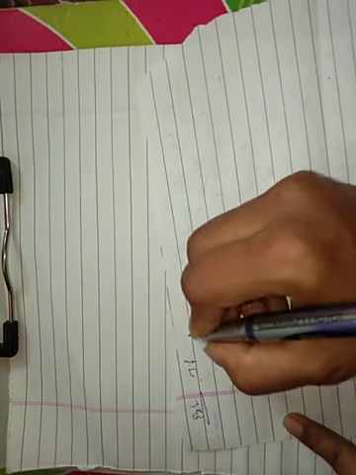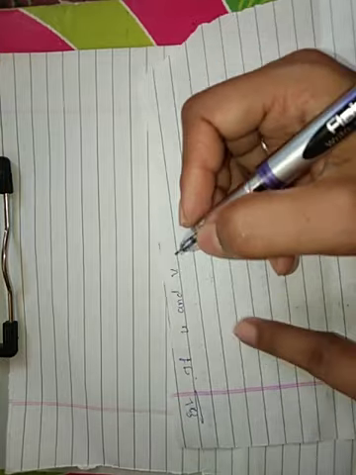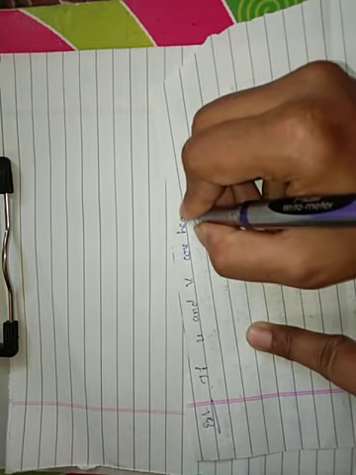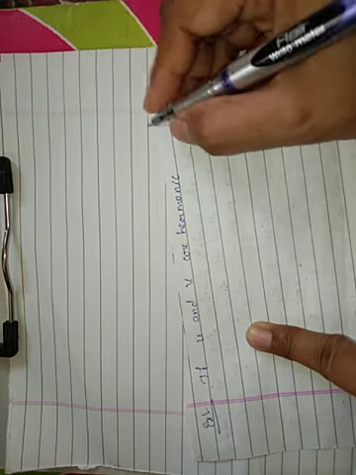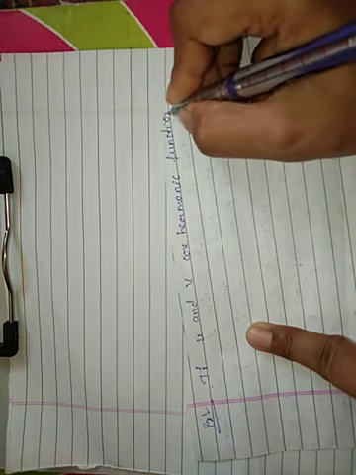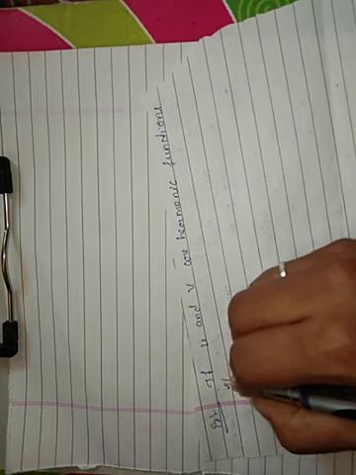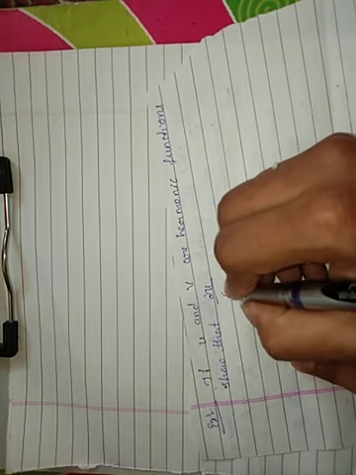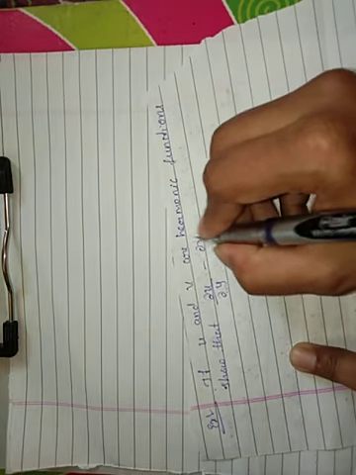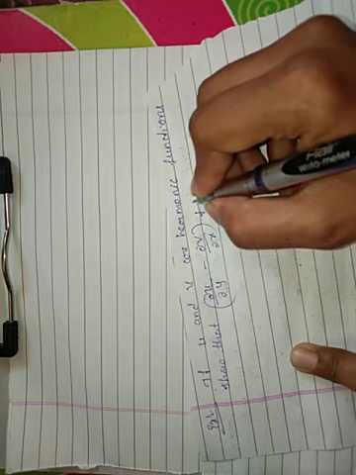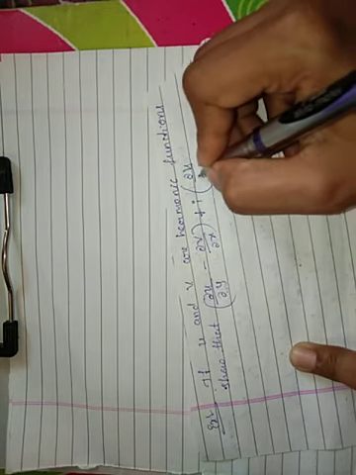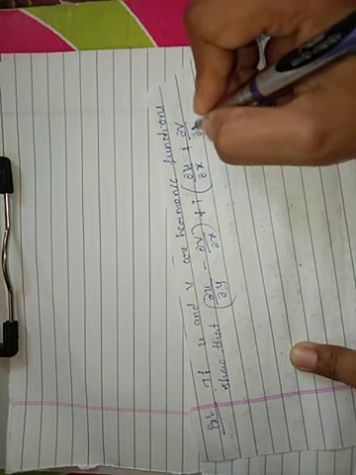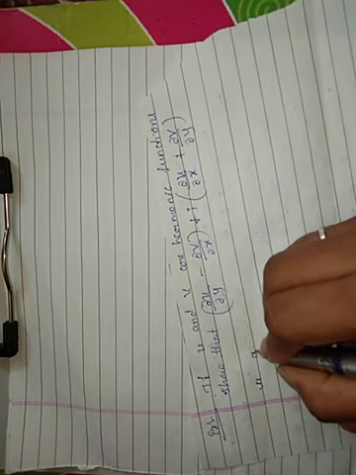Write down the next example. If u and v are harmonic functions, show that dou u by dou y minus dou v by dou x plus i into dou u by dou x plus dou v by dou y is analytic.